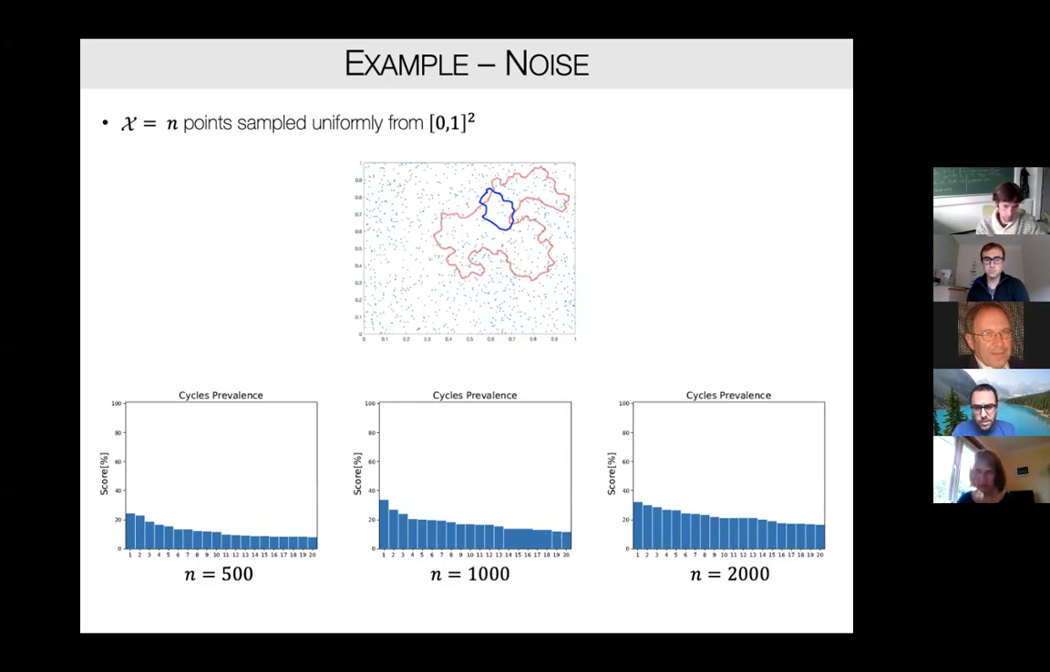And one thing that is promising is that it doesn't significantly, or at all, increase with the number of points. So if you have more and more points and more cycles, the prevalence score is sort of bounded. But probably there is a way to make this better, but at least it works fine for noise. And more importantly, in the next examples, you see that it works well with signal when there are real cycles.